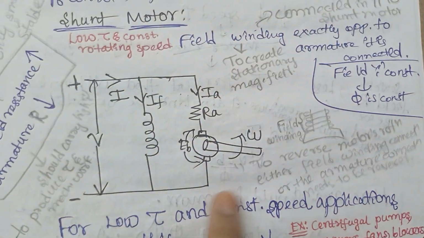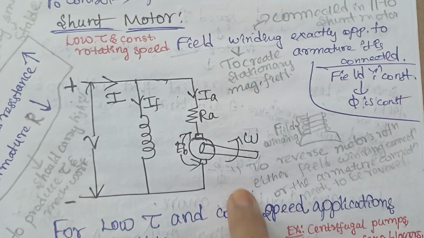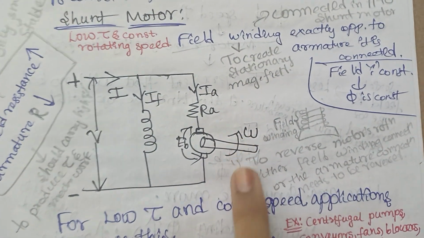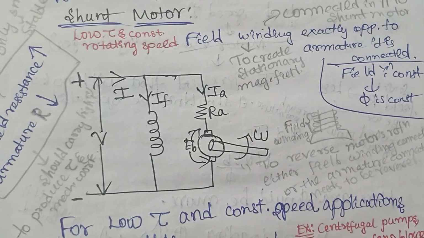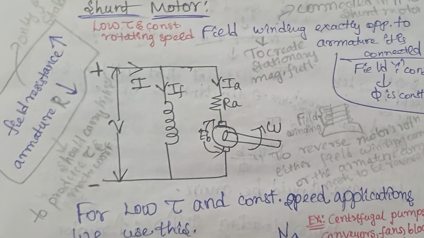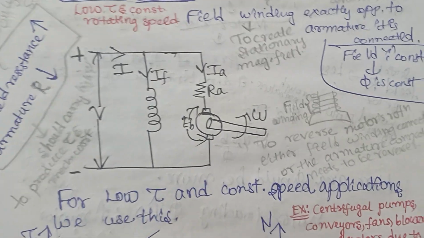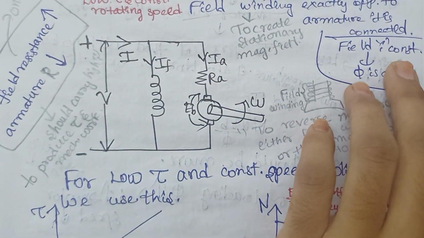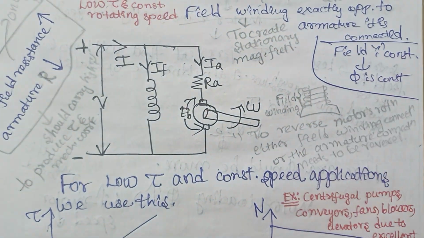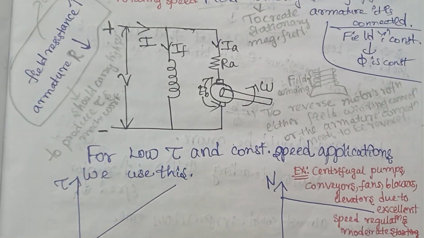Okay, since we know that the flux is directly proportional to I from Faraday's law. Like in the case of an inductor, we have discussed that flux is directly proportional to the current. Okay, so when the field current is constant, then your flux will also become constant.